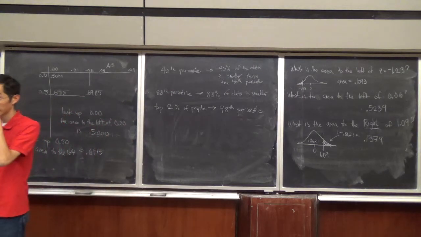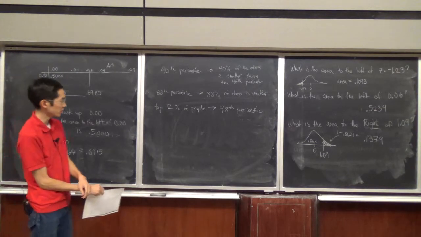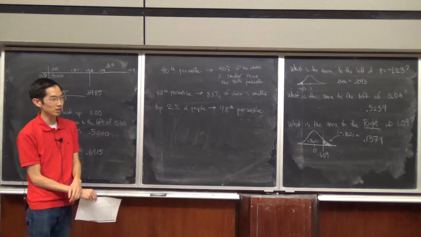How did I get that? Okay, so if we're talking about the top 2%, what percentage of people are smaller than the top 2%? 98%, right? Because we have a total of 100%. So the 88th percentile, 88% of the data is smaller. Is that confusing?